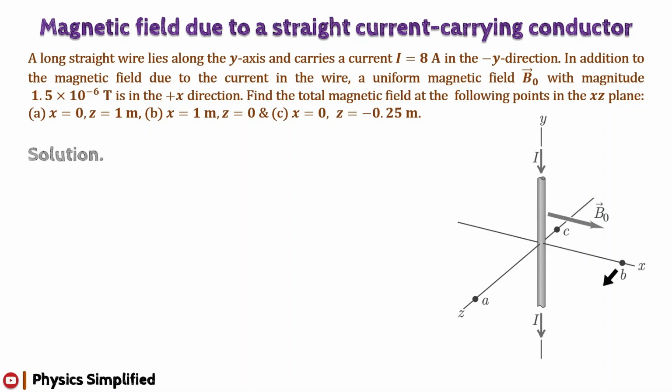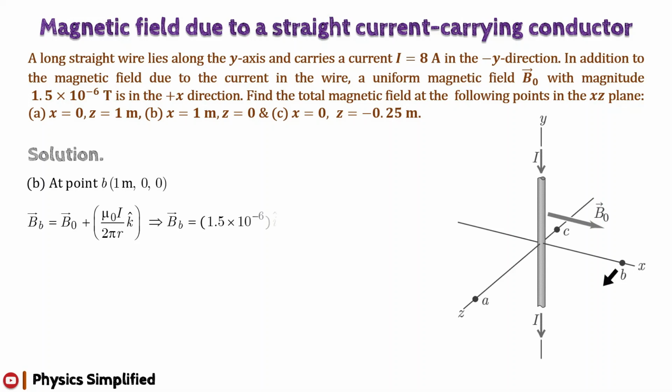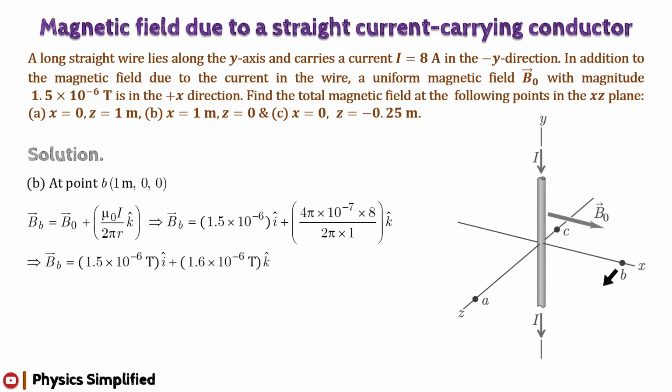For part B of the problem, the coordinates of the point B are given by 1 meter, 0, 0. The net magnetic field at this point is given by vector B_B is equal to vector B0 plus mu0 I divided by 2 pi r k hat. Substituting the given data and simplifying, we get vector B_B is equal to 1.5 into 10 to the power minus 6 Tesla i hat plus 1.6 into 10 to the power minus 6 Tesla k hat.